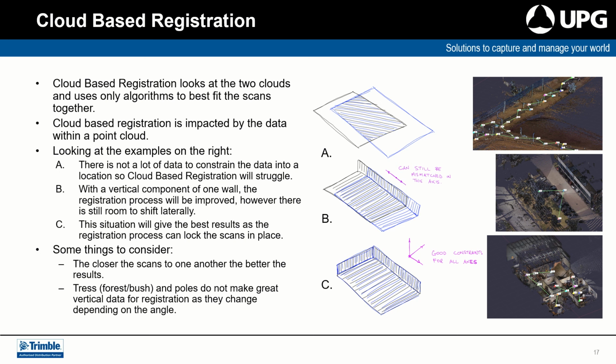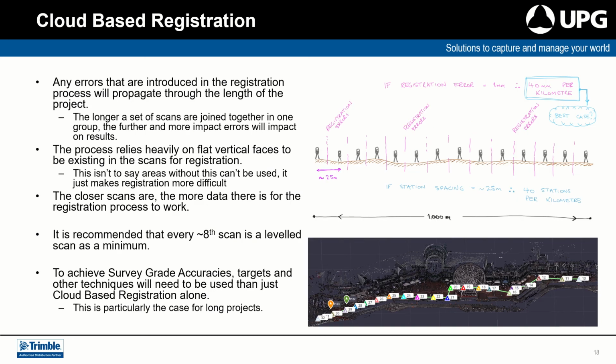Another thing to consider with cloud-based registration is long linear projects and also loops. The closer the scans are to one another, the better the results, and trees and poles do not necessarily make for great vertical data for registration as they change depending on the angle. Any errors that are introduced into cloud-based registration will propagate through the length of the project. Therefore, if you're doing a long linear project, the longer the set of scans that are joined together in one group, the more error will accumulate, meaning that your first scan might be in its correct location, however, the last scan may be out.